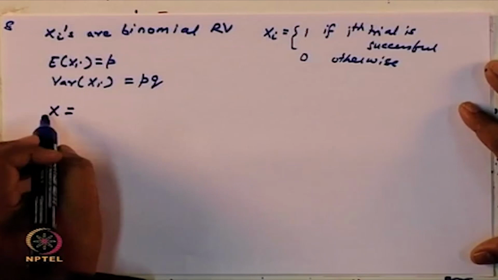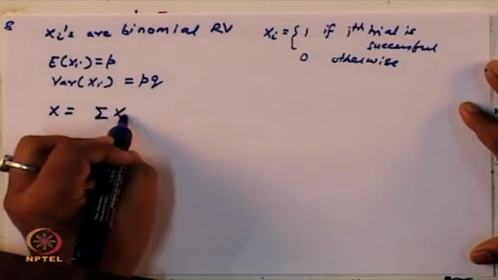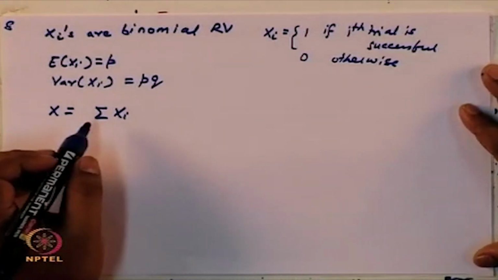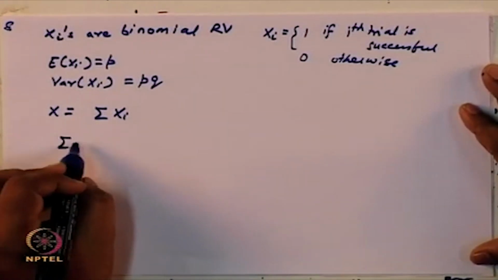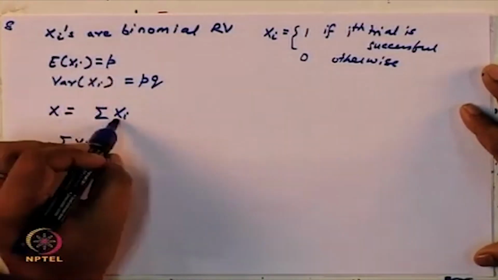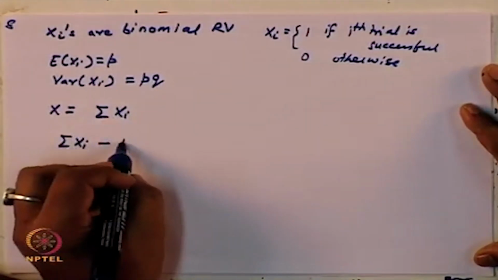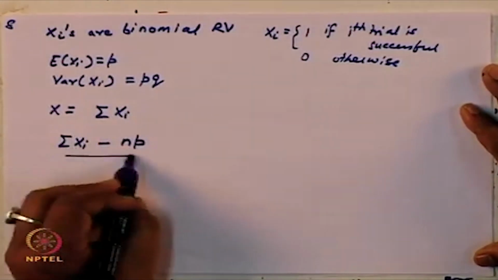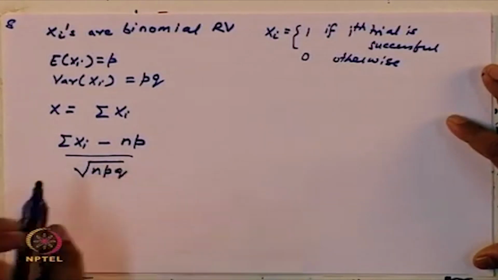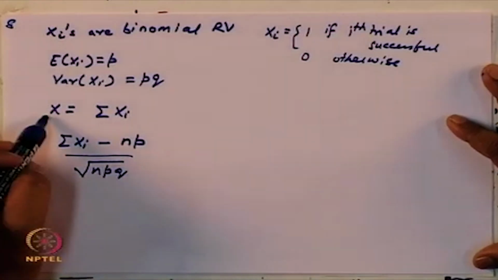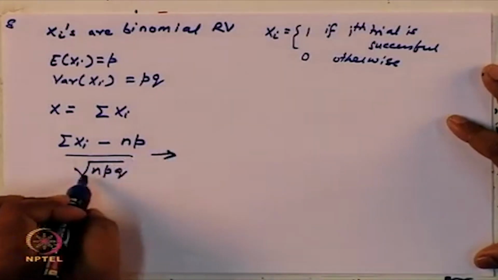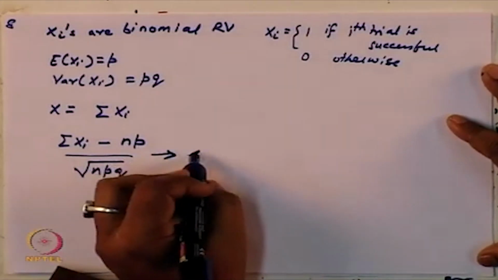So, if we define a random variable x, which is summation of xi, then again by invoking central limit theorem, x is summation of xi, so summation xi will have a mean of np and a variance of npq. So, npq is going to be the variance of this x and np is going to be the mean of this x. So, this means that summation xi minus np by root of npq is a standard normal variable.